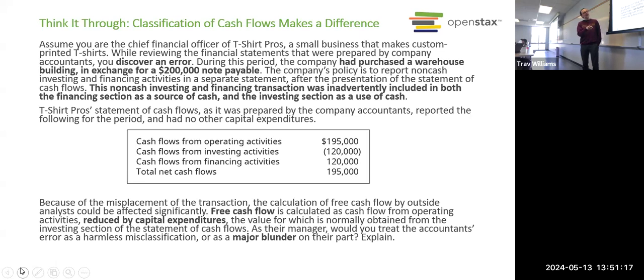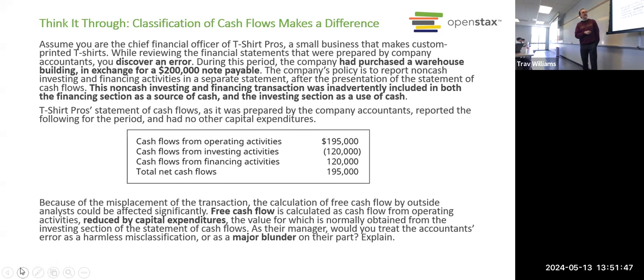And since they showed in our records that we got $200,000 from the loan, and that was not true, because the money from the loan went to pay for the building. It didn't go to us. So now we have to remove that $200,000 of cash from the financing section because we never got it. So that means that positive 120,000 is going to become negative 80,000 once we subtract $200,000.